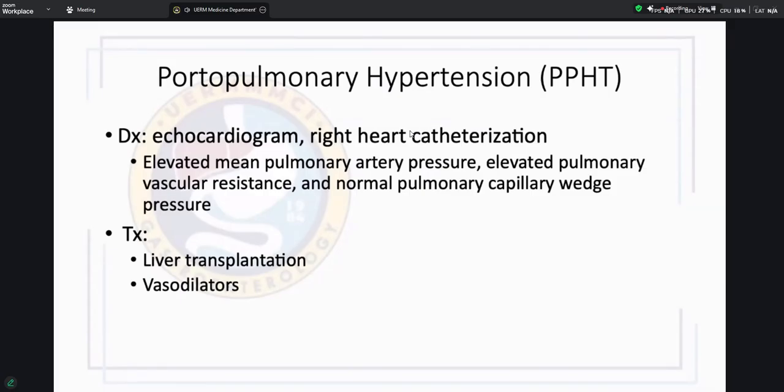Diagnosis includes initial identification on echocardiogram and confirmation on right heart catheterization, showing elevated mean pulmonary artery pressure, elevated pulmonary vascular resistance, and normal pulmonary capillary wedge pressure. Patients with portopulmonary hypertension have a poor prognosis, and usually vasodilators are given to reduce the pulmonary artery pressure, and liver transplantation is advised.